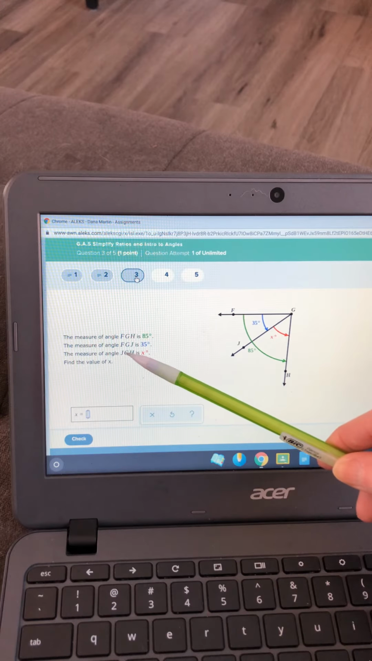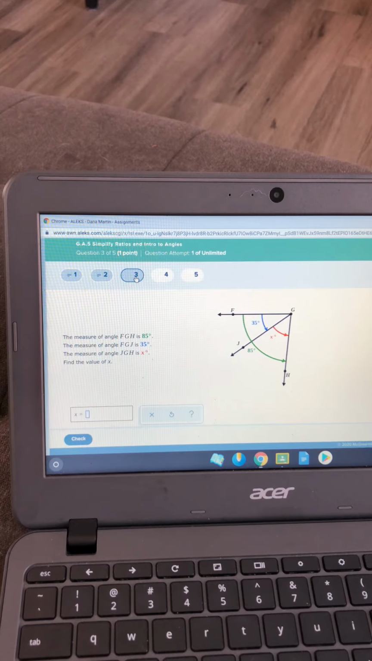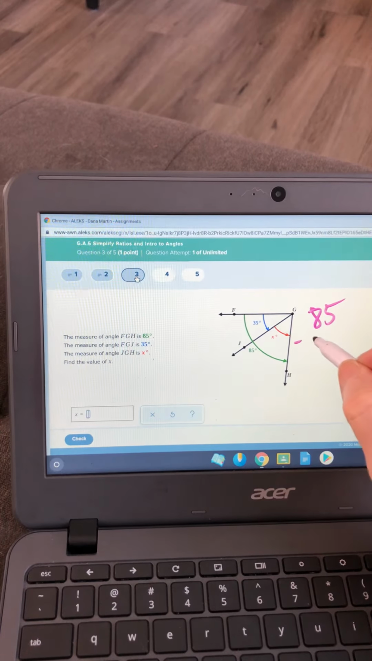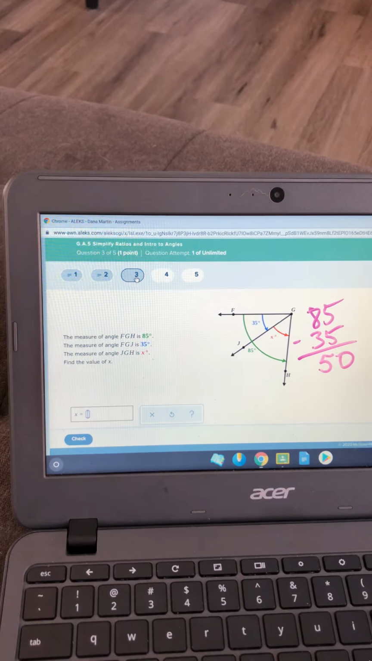And then JGH is unknown. They've called it X degrees, so you have to figure out X. What do you think you do? Well, you just subtract 35 from 85. So I'm going to go 85 minus 35. A lot of you did it in your heads. And the answer is 50.